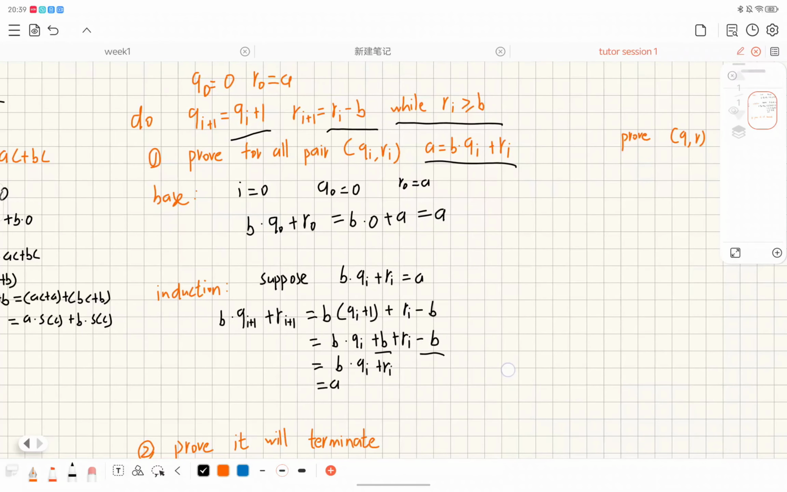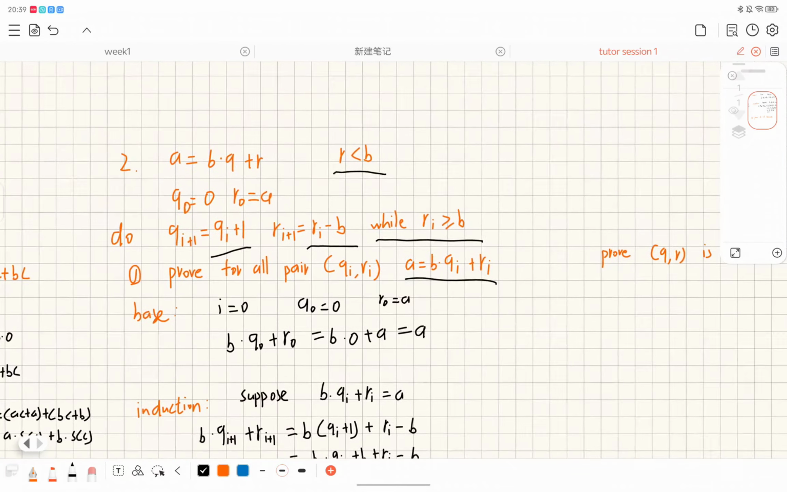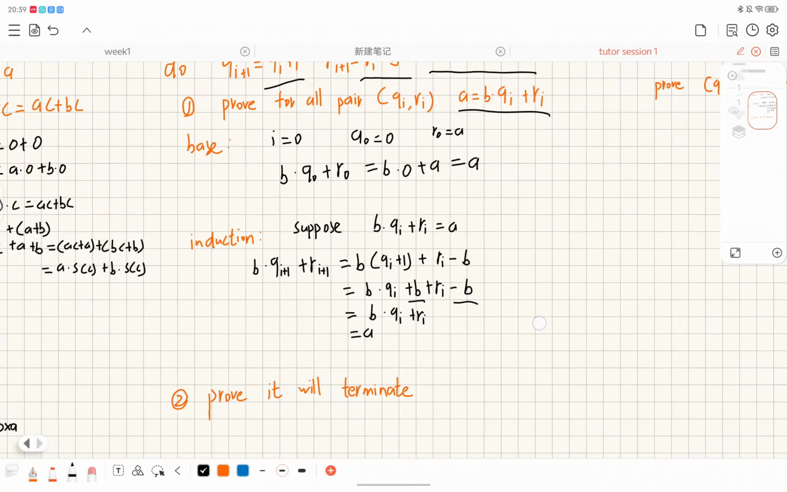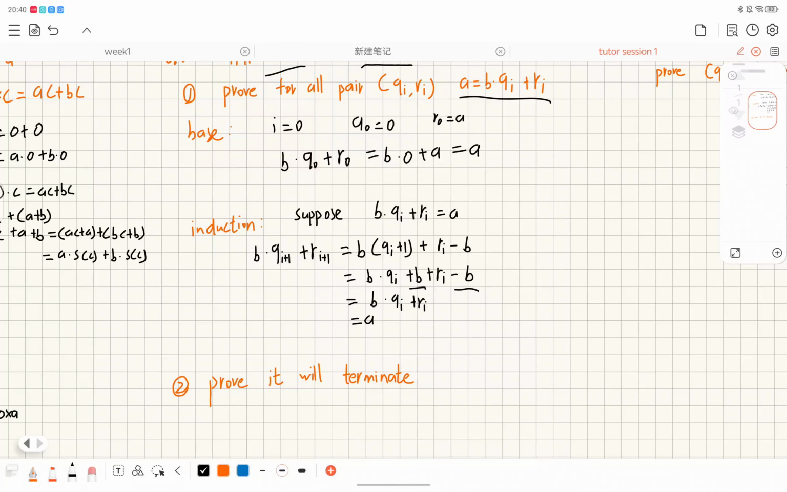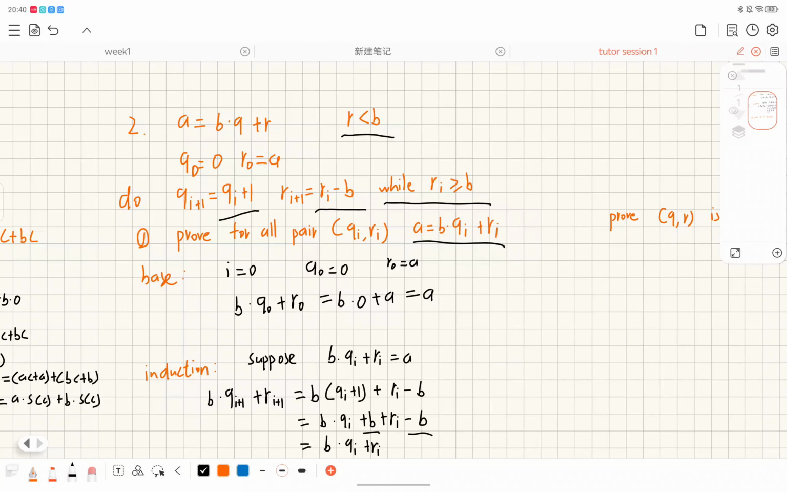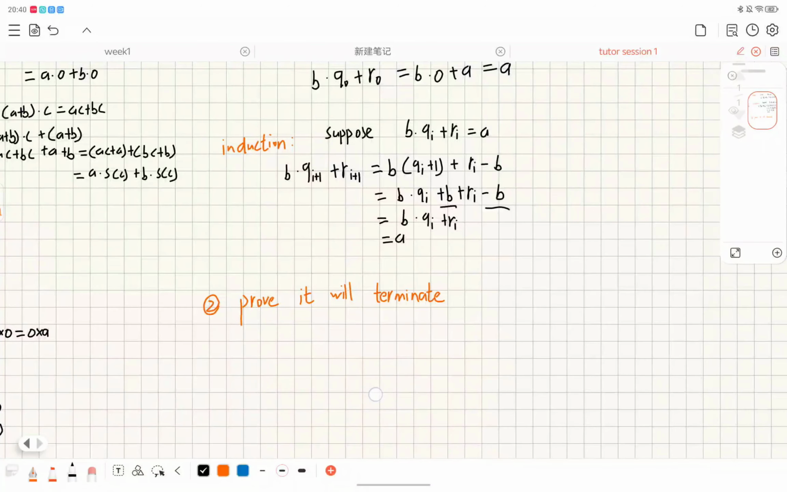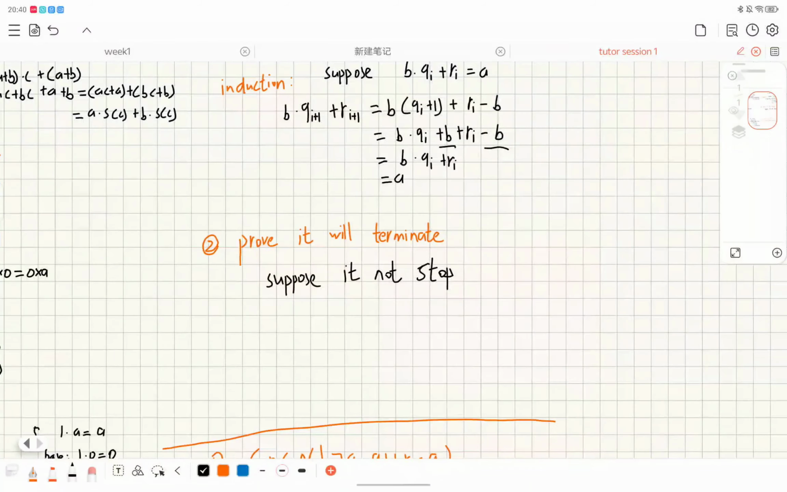Then the next thing is that I wonder if this will terminate. We want to prove that it will terminate, otherwise we may not find such pairs so that R is smaller than B. But here it's also easy. Suppose it does not terminate, it does not stop. Okay, then what will we have?